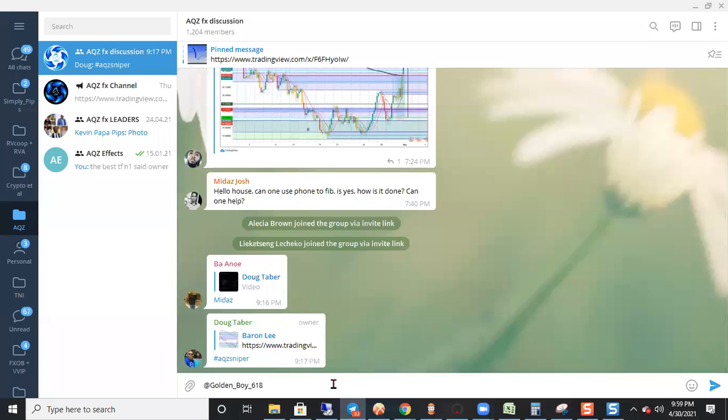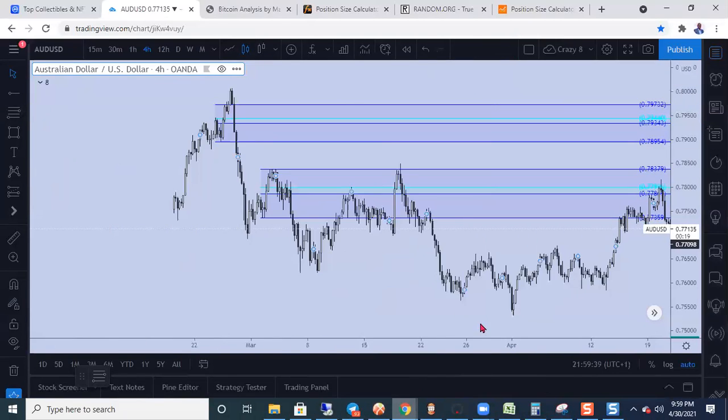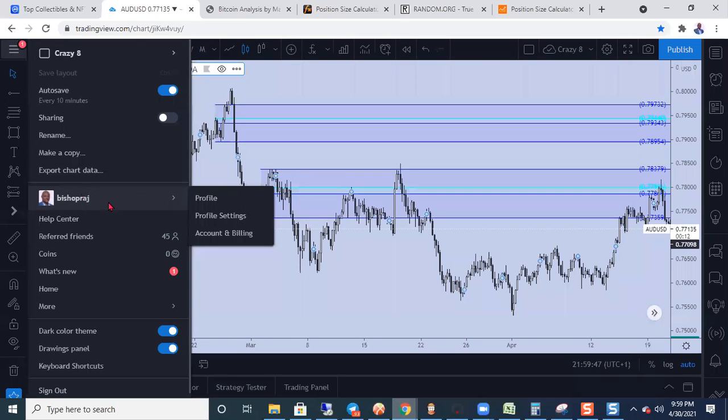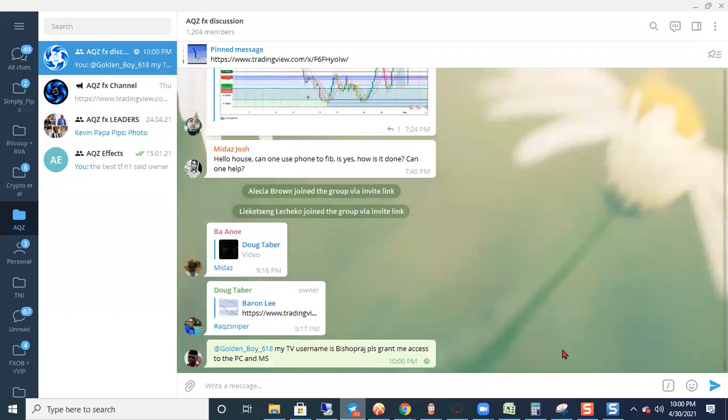Then you need to tell him your TradingView username. This is TradingView, for instance. If you're on TradingView, simply come to these 3 horizontal bars here and click on them. You will find your username here. So here's my username, Bishop Raj. I could basically just say: @goldenboy, my TradingView username is Bishop Raj. Please grant me access to the PC and MS, that's the prophetic candle and the momentum shift, and he would respond to you when he sees that.